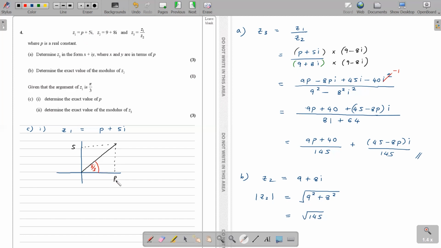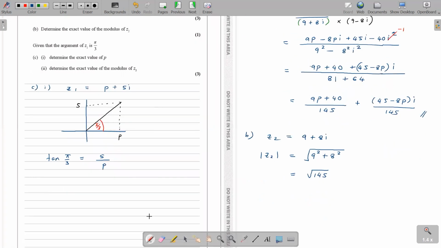Are you with me? So how do we get the value of P easily? Yeah, we can use tan theta, right? Tan pi over 3 is opposite over adjacent. Who is the opposite? 5. The opposite distance is 5 here. Adjacent is P. Do you agree with me? Okay, so I drew this line by looking at the argument, then I placed the x and y values accordingly. And now we can get the answer.